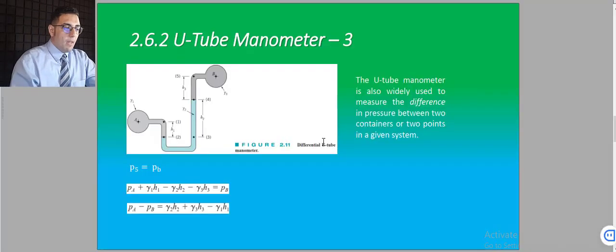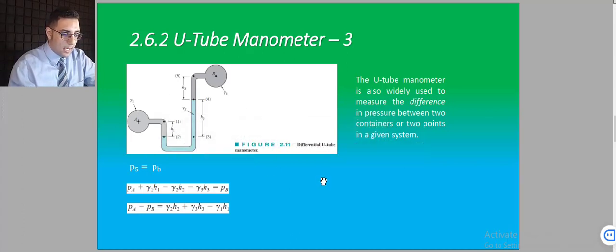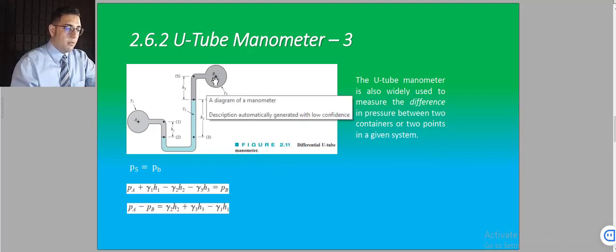Welcome back, guys. The second type of U-tube manometer is two closed ends, which we have here, named the differential U-tube manometer. The pressure of point B is equal to the pressure of point 5 since they are at the same elevation, and it is the same for P1 equal to PA, according to the same interpretation of same level.